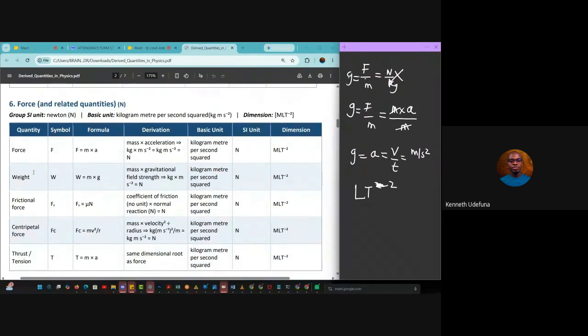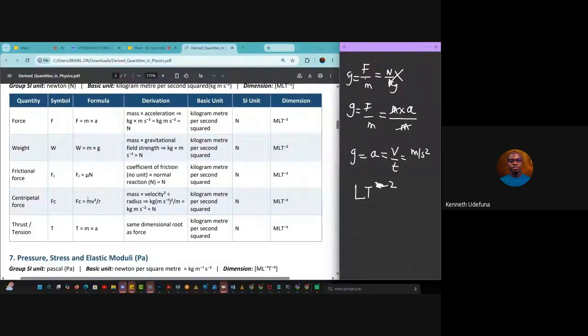So we have those of them under force. You see the formula for force, weight, frictional force, centripetal force, thrust or tension. Look at them. You should take note of them. Then after that, you study the way they did it, because we're still going to have a conversation. You're still going to tell me whether you understood all these things.